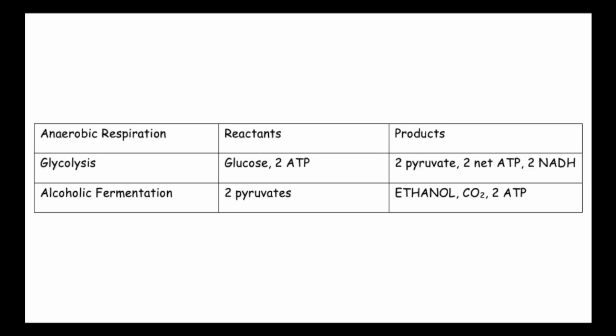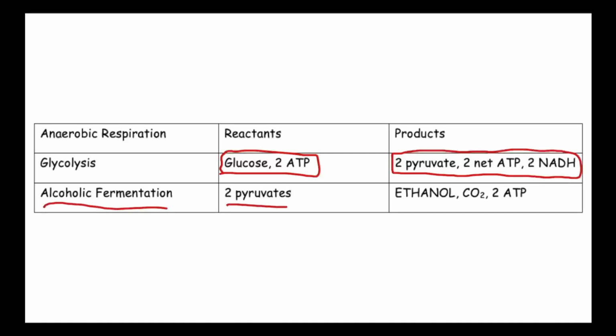So here are the reactants and the products for anaerobic respiration. For glycolysis, of course, we're going to put in glucose and 2 ATP. And we still make 2 pyruvate, 2 net ATP, 2 NADH. If we're doing alcoholic fermentation, we're going to plug in those 2 pyruvates that came from glycolysis, and they'll be used to make alcohol, known as ethanol in this case, CO2, and 2 ATPs.